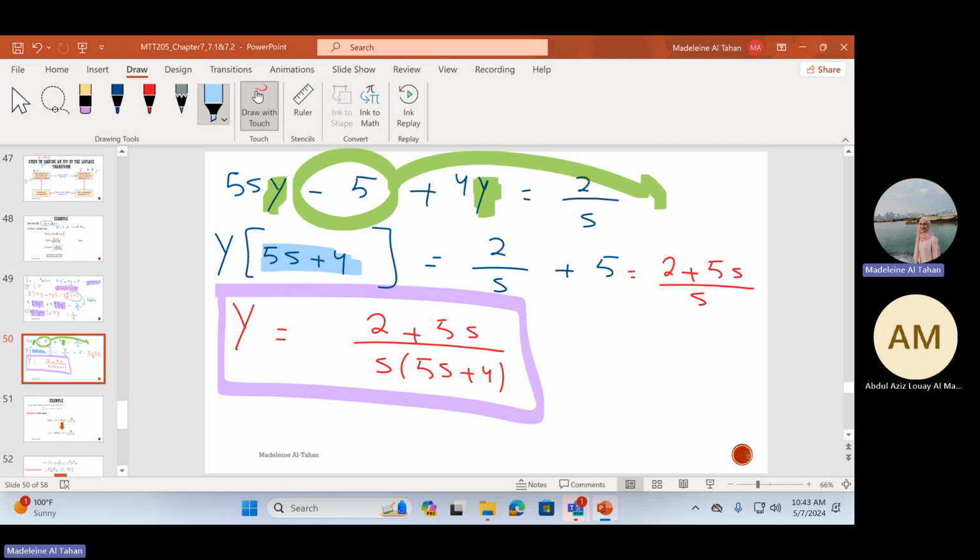What do we need now? We got Y. How can we get y(t)? What should we apply? Apply the Laplace inverse. So this is step number 3. This is step number 2. Apply Laplace inverse to both sides. Do we have any questions now?